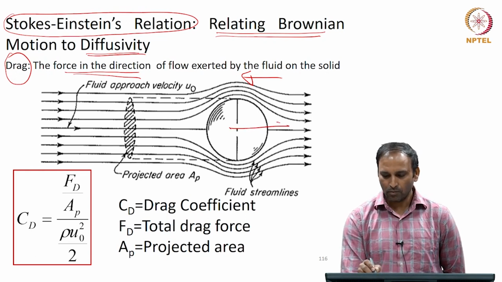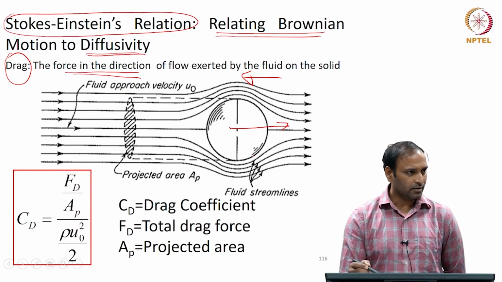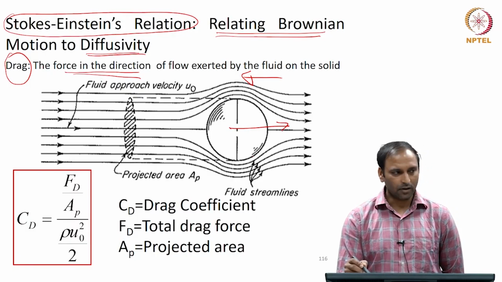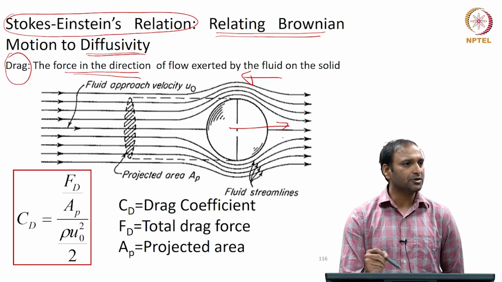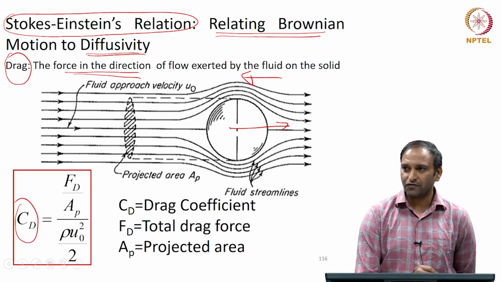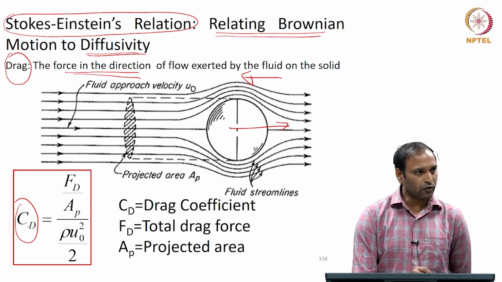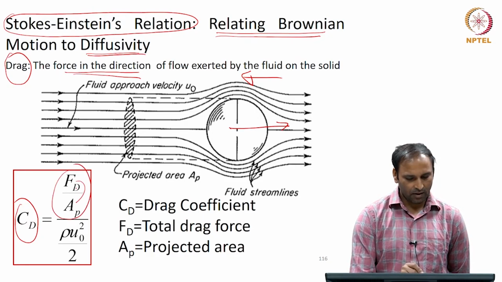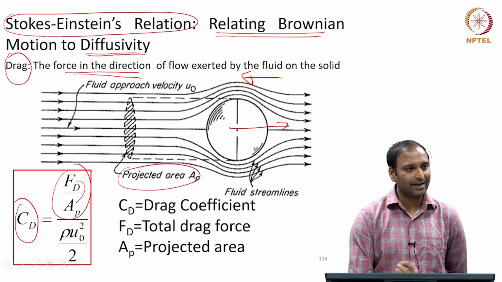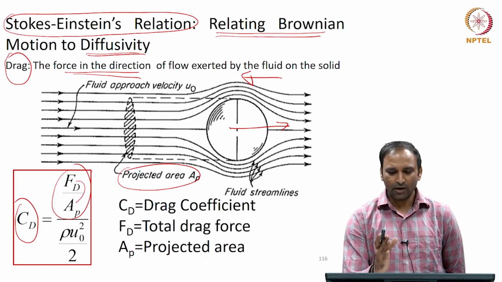So, if the particle is moving like this, its movement is going to be hindered by the fluid, and it is going to experience a force in the direction opposite to its movement. Again, you would have learned this concept of drag coefficient in fluid particle mechanics or in your mechanical operation course, where the drag coefficient goes as Fd by Ap. Ap is the projected area of the particle that the fluid sees.